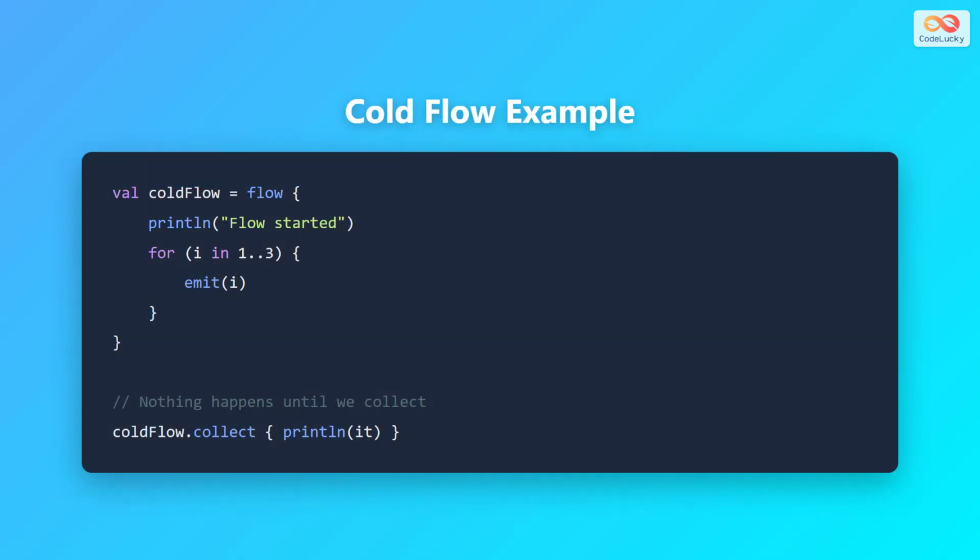Here's a practical example of a cold flow. We create a flow using the flow builder that prints "flow started" and emits numbers 1 through 3. Notice that nothing happens when we define this flow. The flow only starts executing when we call the collect function. This demonstrates the lazy nature of cold flows. They're passive until actively collected.